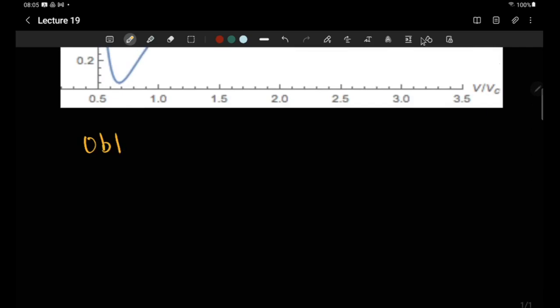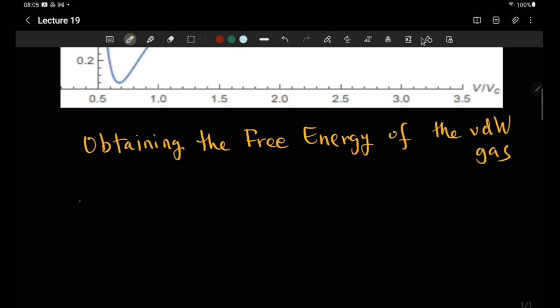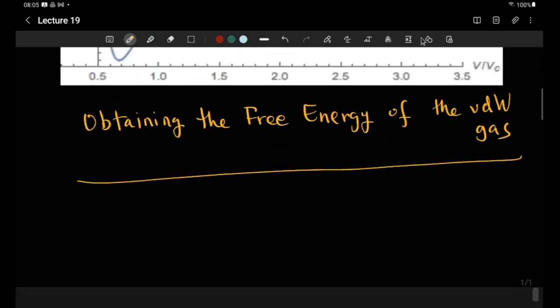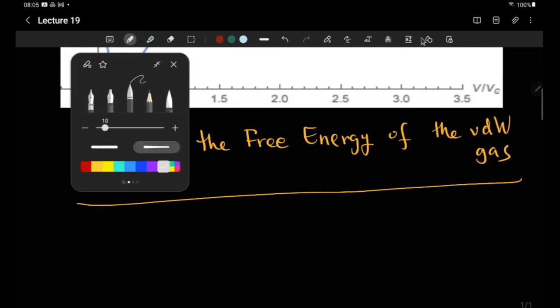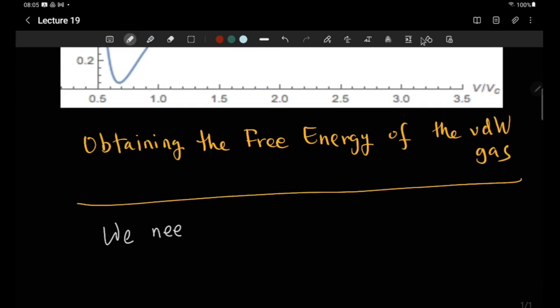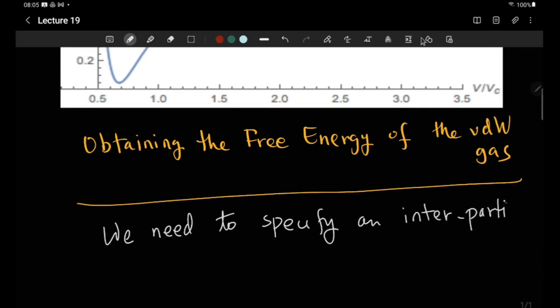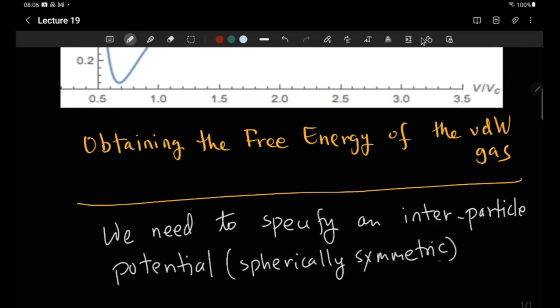Okay, so we'll just do the standard computation of the canonical free energy. And so we need to have a potential, an interparticle potential, which we will take to be spherically symmetric. This is, for us, a simplification. So we write this U of r, where r is the distance between the two particles.